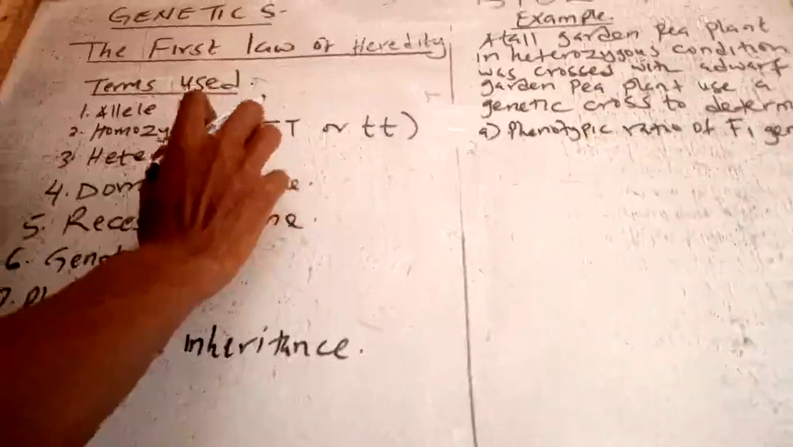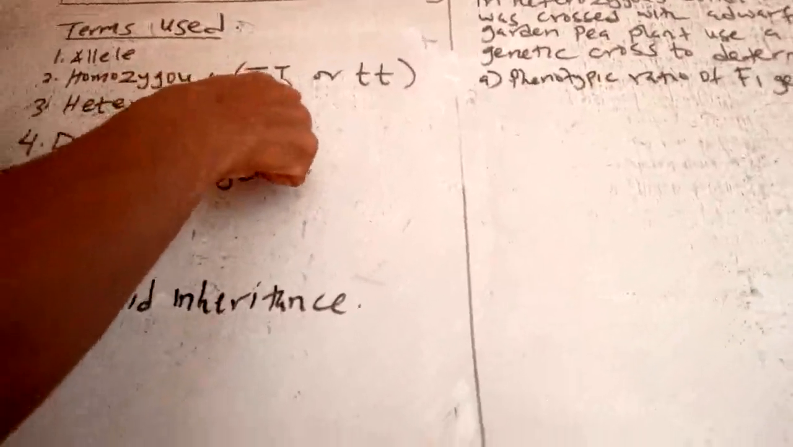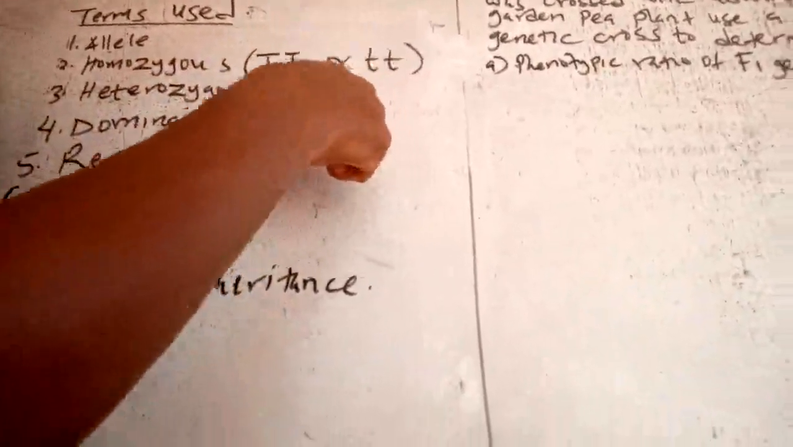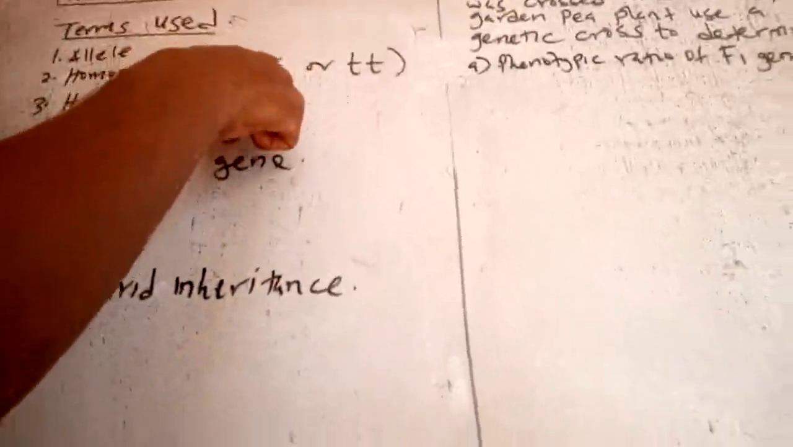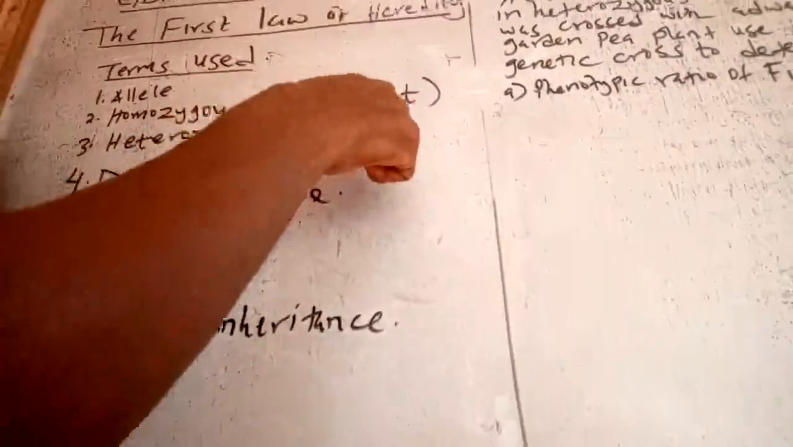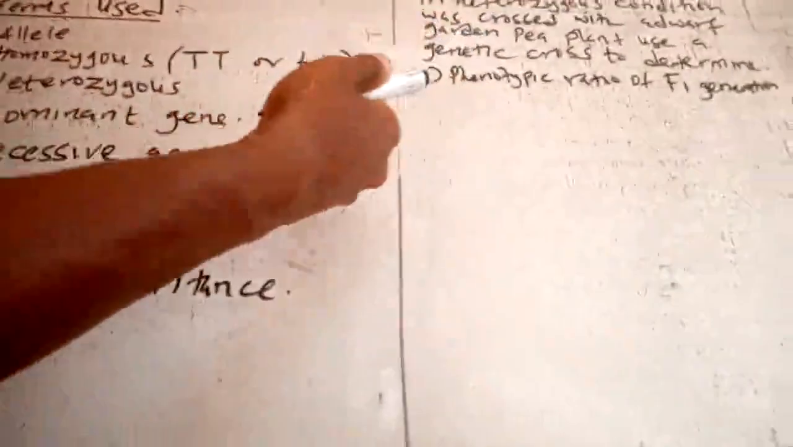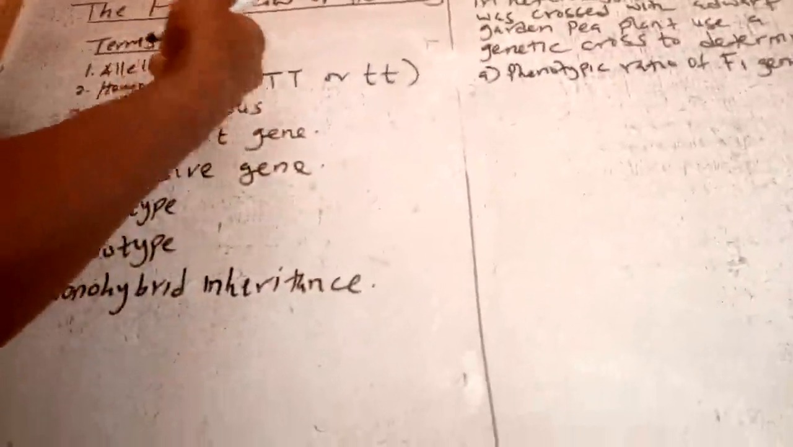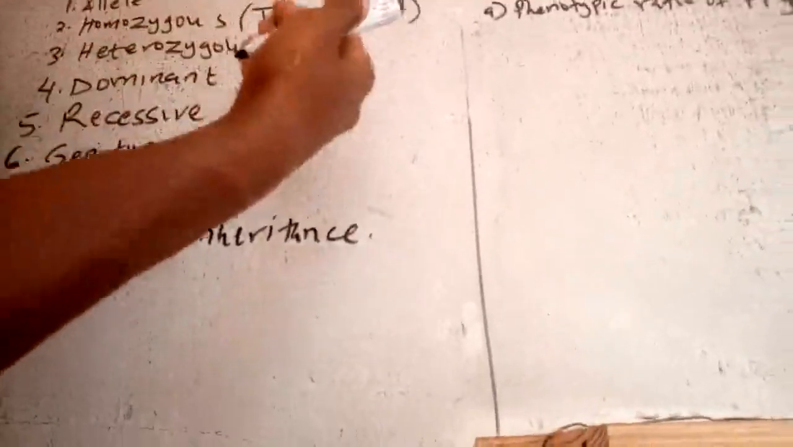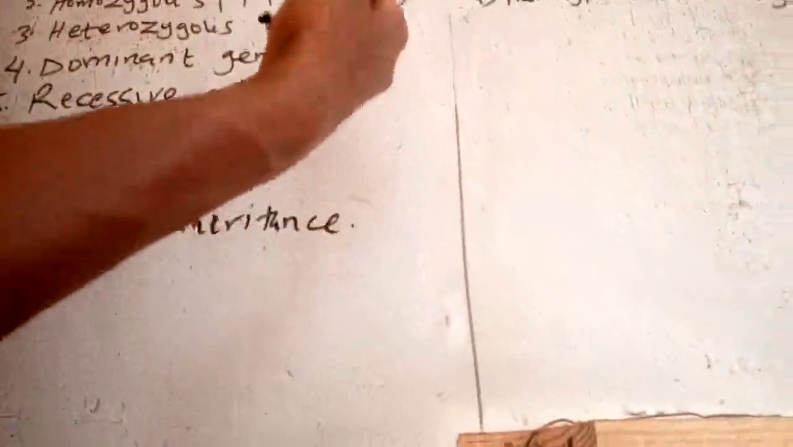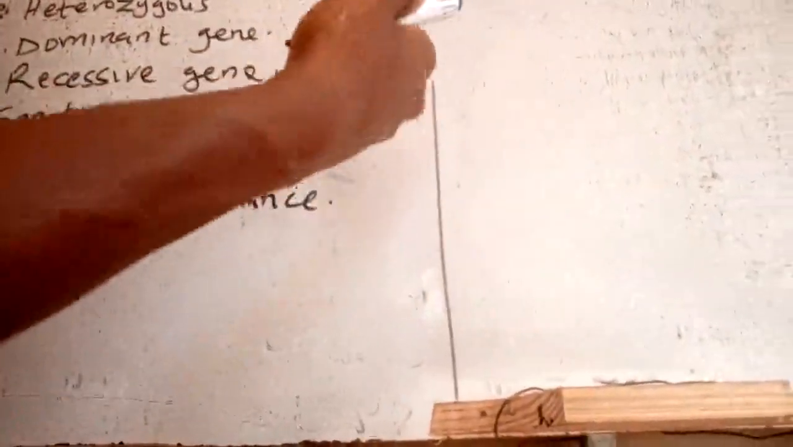This is capital T or small t, and later on I'm going to explain what we mean by the capital T's and the small t's. And therefore homozygous, as I have said, is a condition whereby the allelic genes are identical.